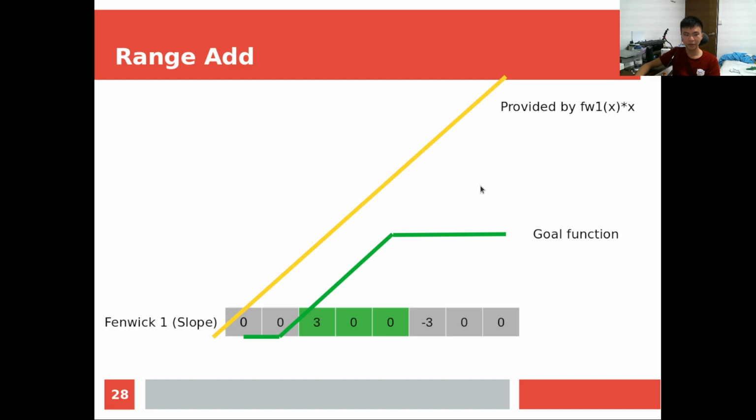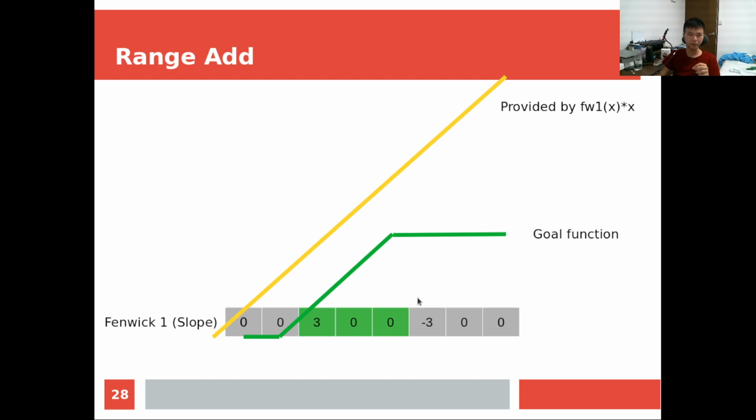So that was a bit of a mouthful, so let me repeat that again. By updating a range 3 to 5 with the value of +3, it has affected the array and hence the prefix sum. How did it affect the prefix sum? It affected it this way, and the contributions to the prefix sum are given by this goal function over here that we have in green.